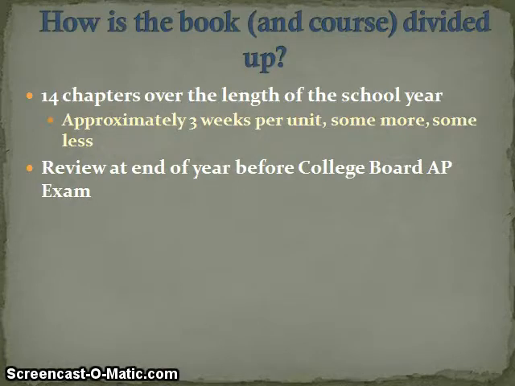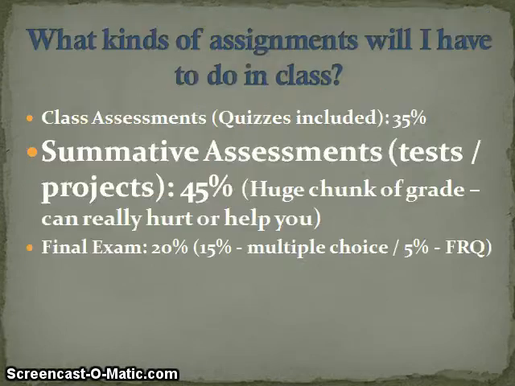The course is divided into 14 chapters. The combo kids will only do 13 for the most part, but the non-combo kids will do 14. Approximately 3 weeks per unit. Some are 2, some are a little more than 3. And we also leave time at the end of the year for reviewing for the AP exam in May.